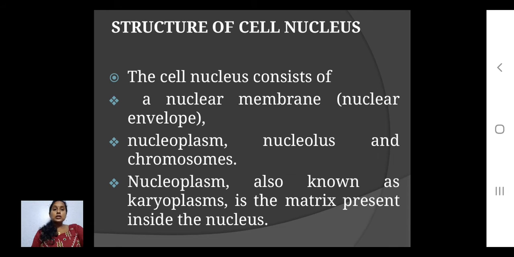Let us see the structure of the cell nucleus. The cell nucleus consists of a nuclear membrane, also called the nuclear envelope. Other than that, nucleoplasm, nucleolus and chromosomes are also there in the nucleus. Nucleoplasm is also known as karyoplasm, and it is the matrix present inside the nucleus. These are the main components present in the nucleus.